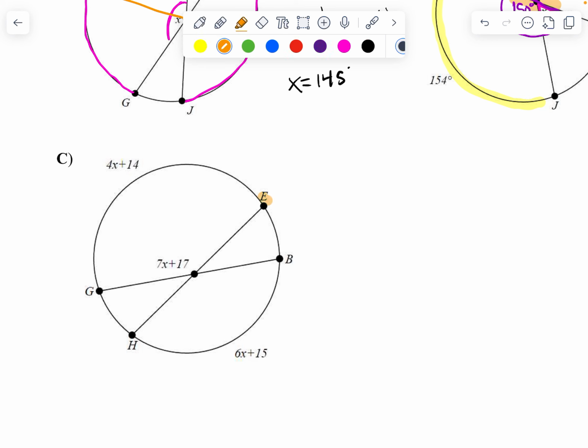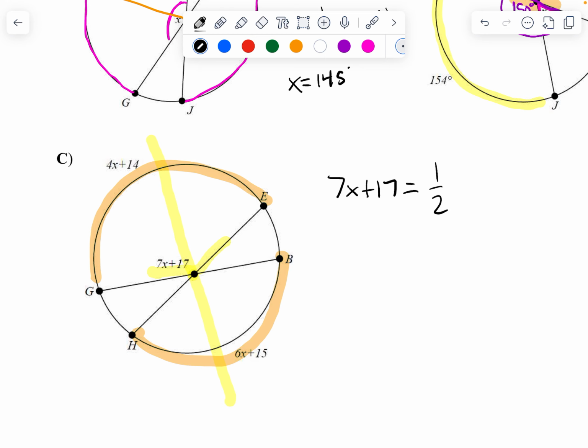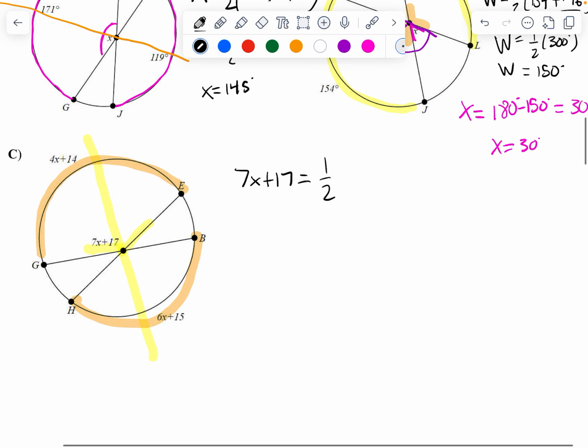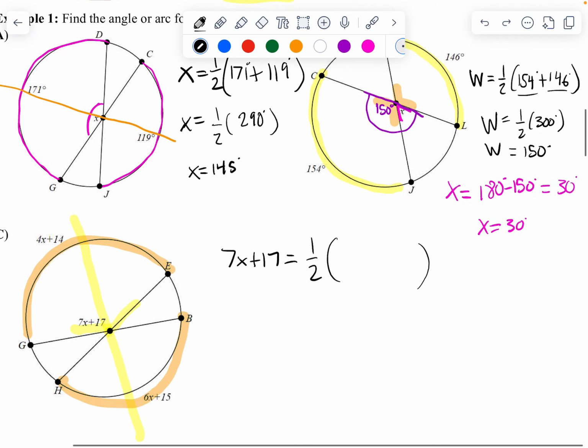So this next one we have arc, which means the angle in line, right, run through the intersection point would be our 7x plus 17, huzzah. So we say, great, the angle in line with the arcs equals 1/2. Now this one diagram tells us the major would be 4x plus 14. Common sense tells us that 6x plus 15 is technically larger. Again, for the same reason, right?